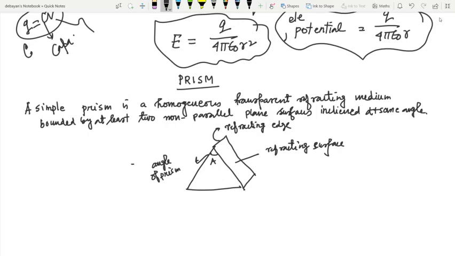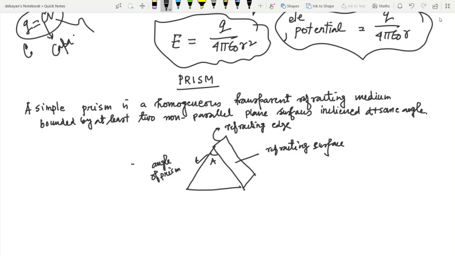The two non-parallel plane surfaces that are participating in refraction of light are called refracting surfaces, and the line of intersection of the two refracting surfaces is called the refracting edge. The angle between the two refracting surfaces is called the angle of prism or refracting angle, and that is denoted by A.